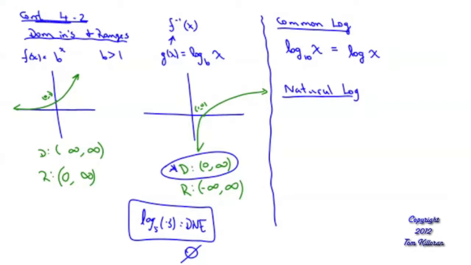Same thing with the natural log. The natural log is base e. Instead of writing log base e of x, there's an abbreviation called ln. So if you see ln, the automatic base is e, that fancy number, the natural number. Therefore, that's why this is called the natural log. So these are two logarithms you have to get used to.